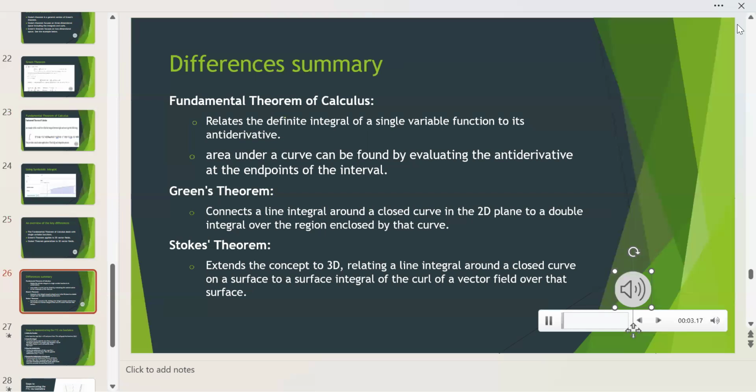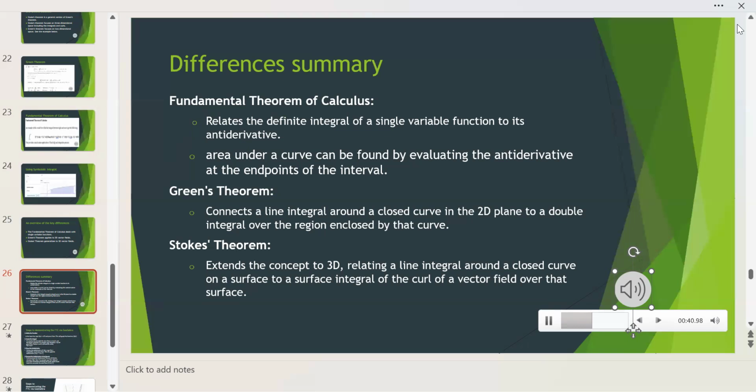So the primary difference is summarized as follows. The fundamental theorem of calculus, which is the last one I just went over, relates a definite integral of a single variable function to its antiderivative. The area under a curve can be found by evaluating the antiderivative at the endpoints of the interval, such as in the problem we completed earlier, where we looked at x to the 1/3 dx, from 8 to 1, or 1 to 8.